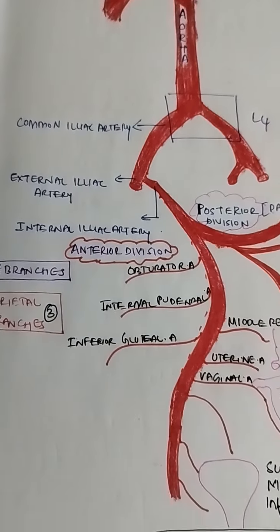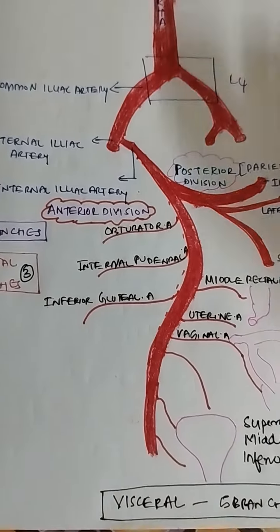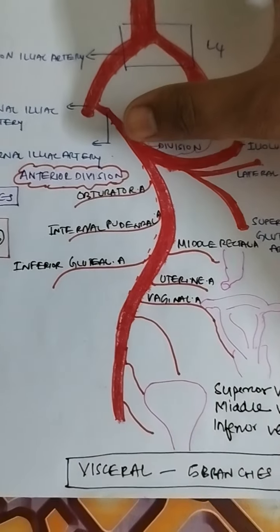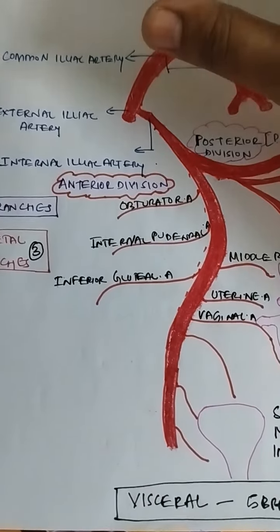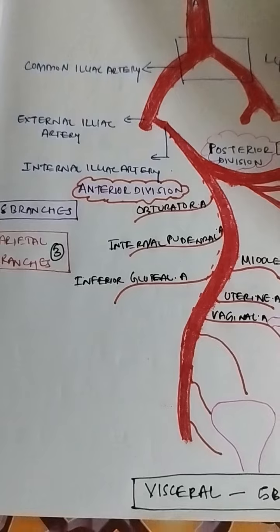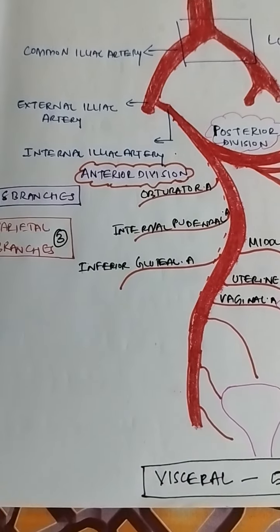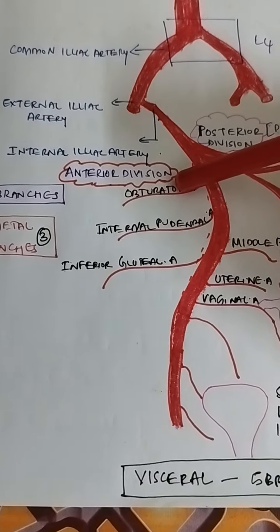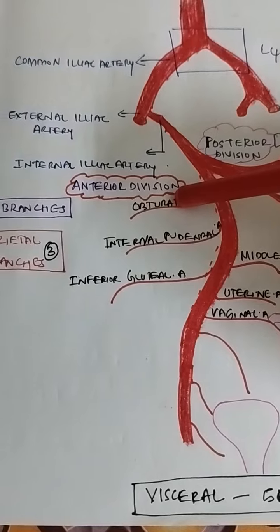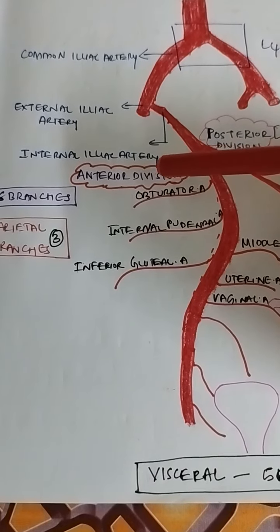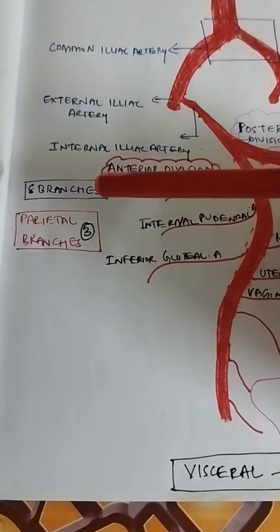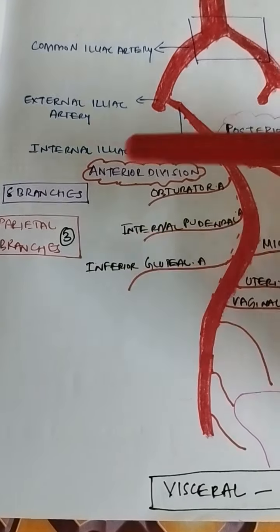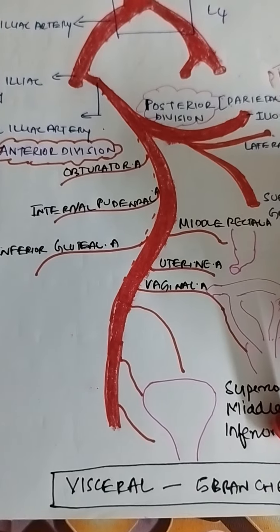Then the internal iliac artery has an anterior division. So this is the main part you have to concentrate on. The anterior division has 8 branches in total. So how are you going to divide these 8 branches? The 8 branches include 3 parietal branches and 5 visceral branches.